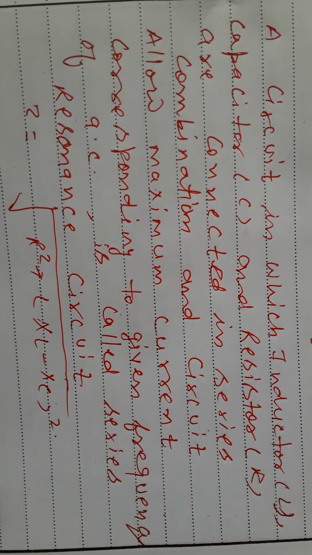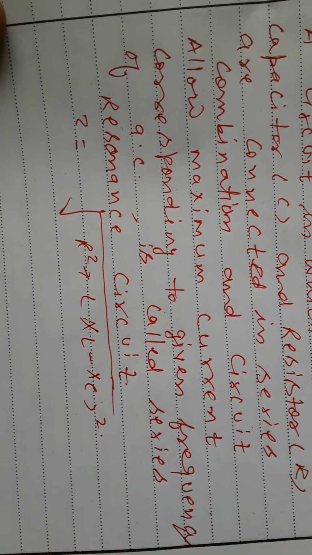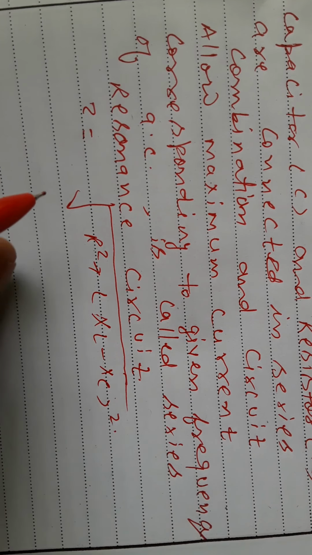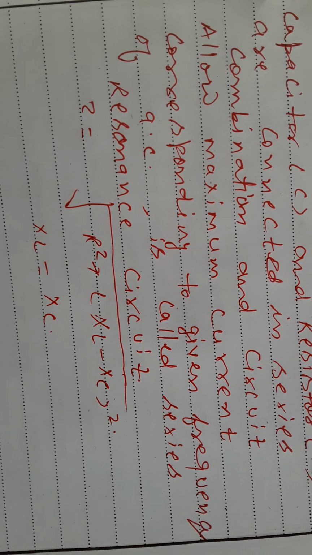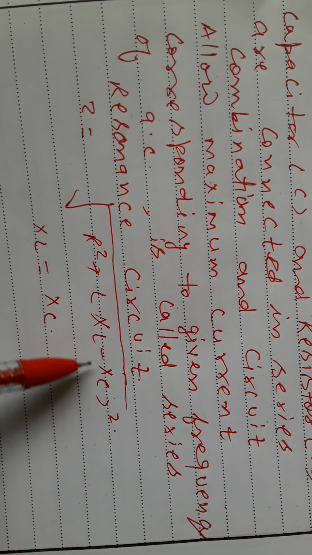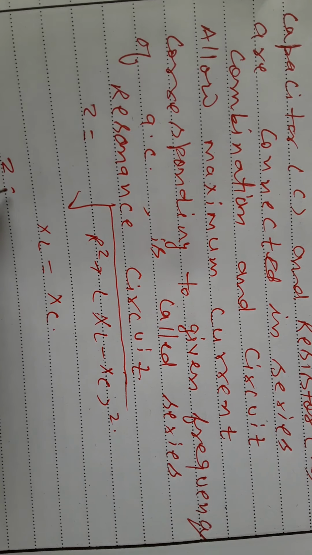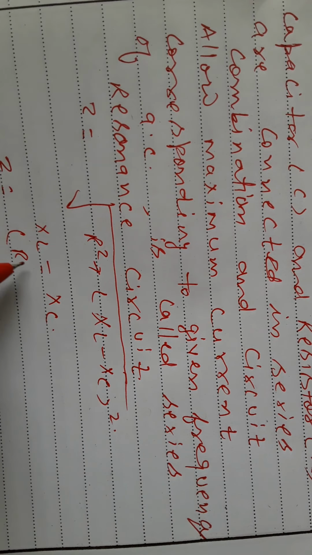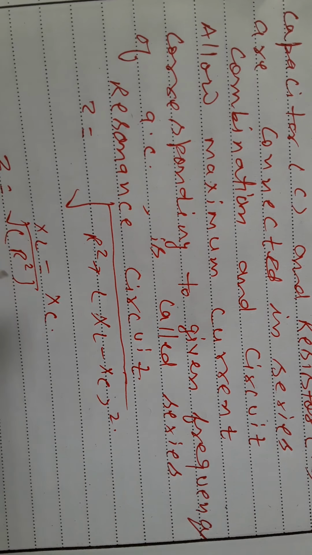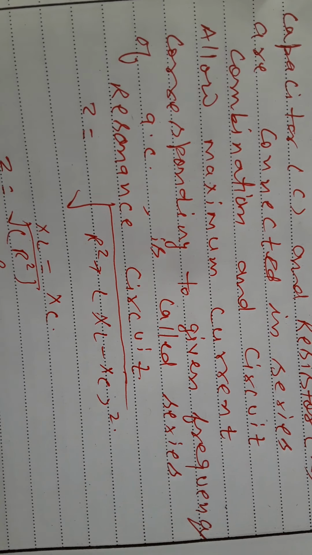Now we are saying at a particular frequency, XL is equal to XC. If XL equals XC, then we can say that Z is equal to under root R square, so Z is equal to R.